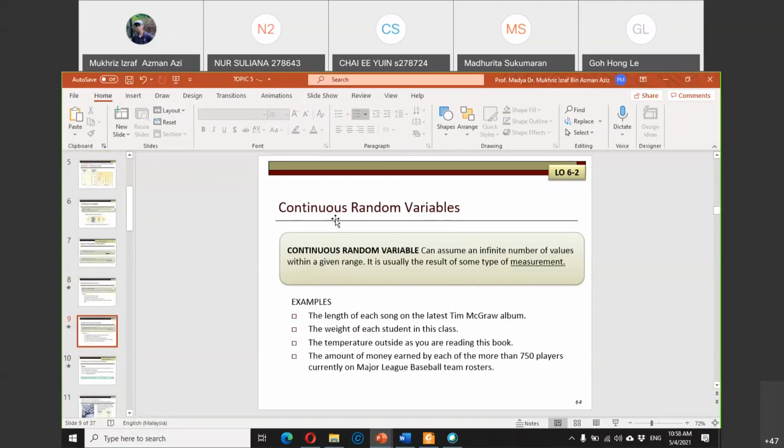And then versus the opposite of discrete, which is the continuous random variable. It can take decimal places. The length of a song, so 1.2 minutes, 3.2 minutes, 4.5 minutes. The weight of a student can also take decimal places, 45.6 kilograms, 52.3 kilograms. The temperature outside. Again, these are all numbers that can assume decimal places. So as long as the variable that you are referring to can take decimal places, that will fall under continuous random variable.